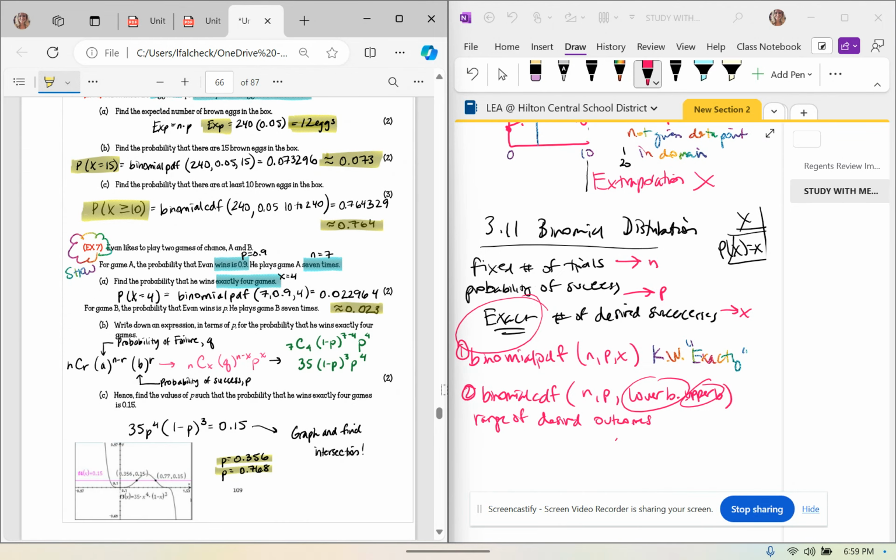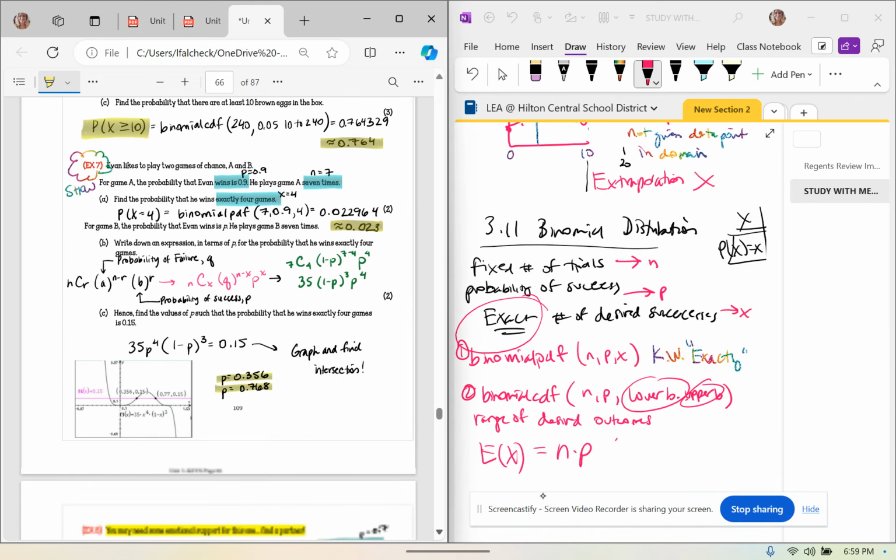Now remember, if they ever tell you to find the expected value and it's not a probability distribution, it's a binomial distribution, E of x is equal to n times p.